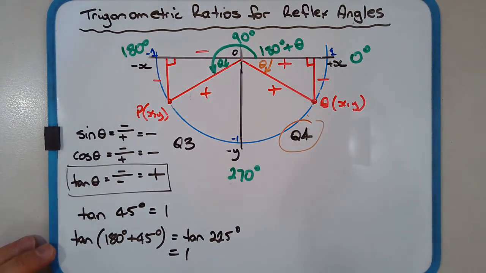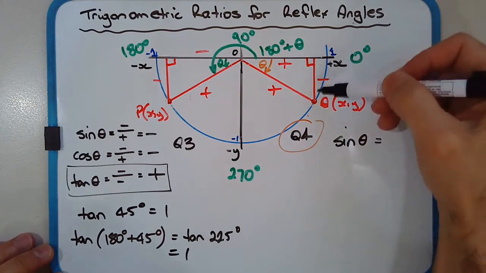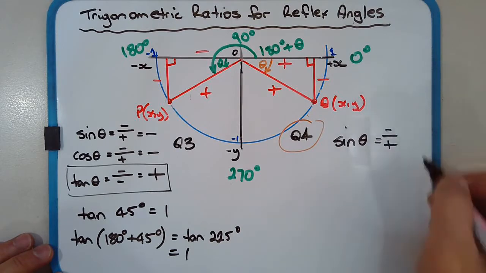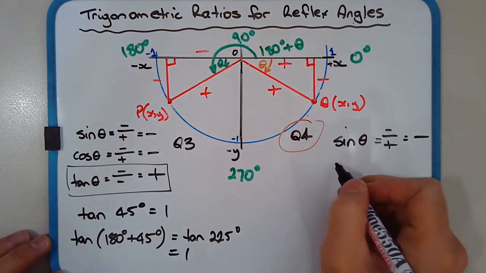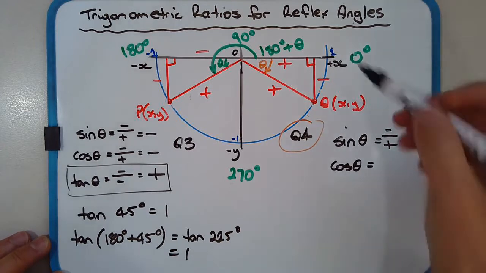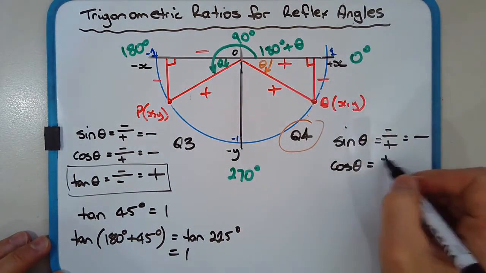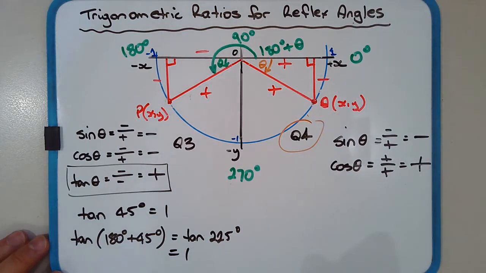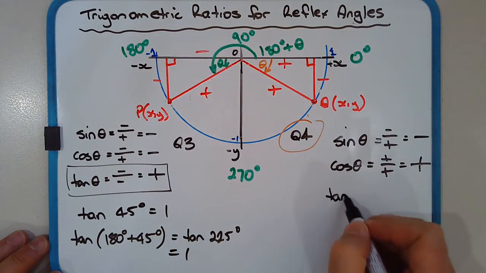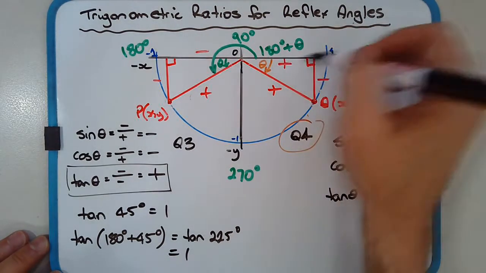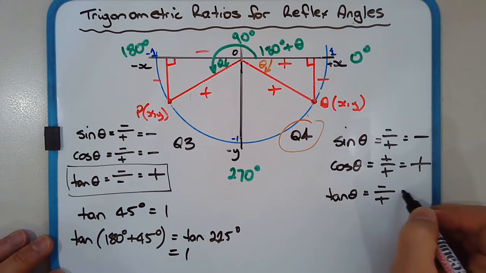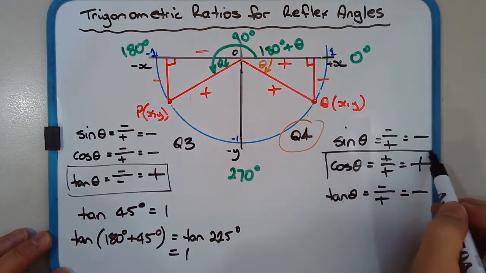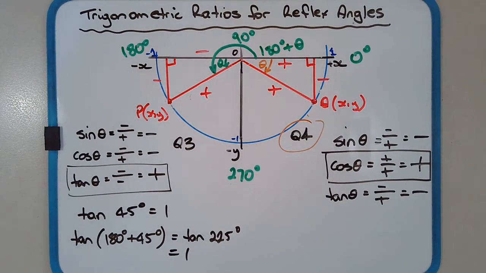Before we go any further, let's have a look at the sine, cos, and tan ratios. So sine theta in this quadrant is opposite over hypotenuse. It's negative over positive, and that's going to give us a negative. Cos of theta is equal to adjacent over hypotenuse, that's a plus over plus, and that's going to give us a positive. And tan of theta is equal to opposite over adjacent, so that's going to be negative over positive, and that'll give us a negative. So in quadrant 4, cos of theta is positive. That's the C in All Stations to Central, which refers to cosine.